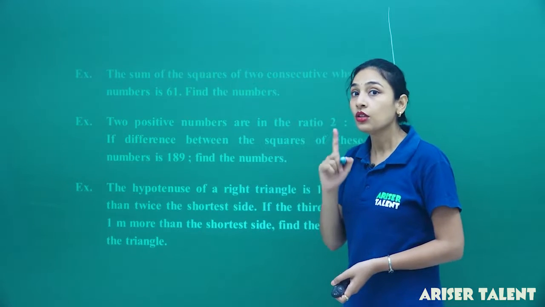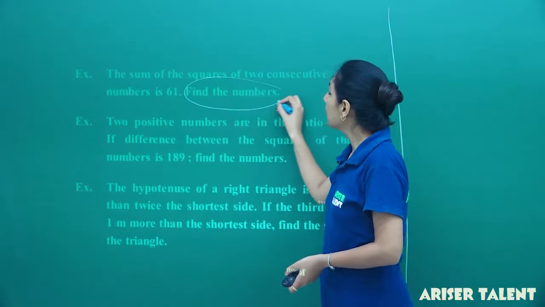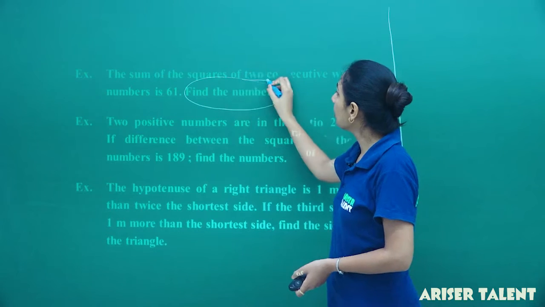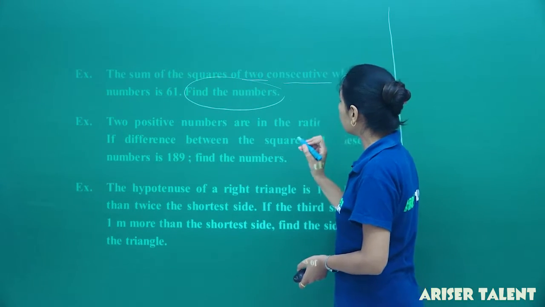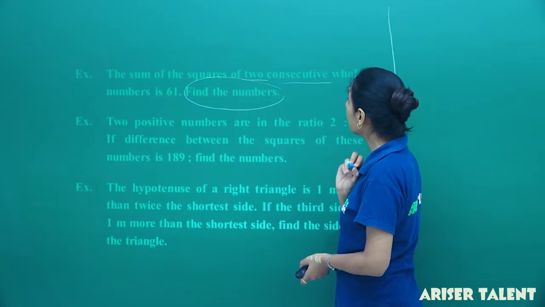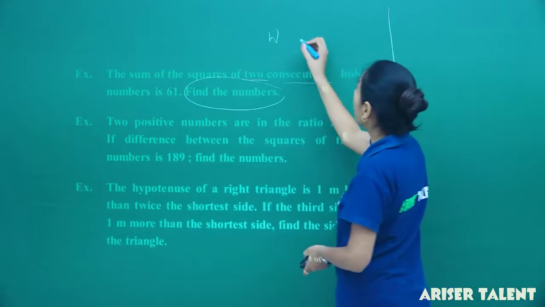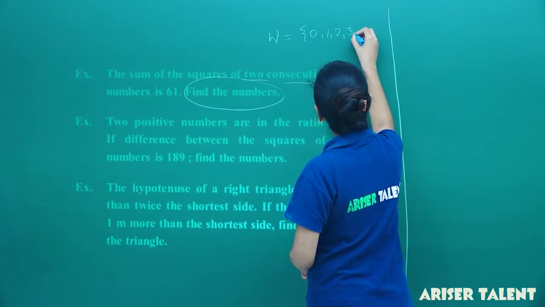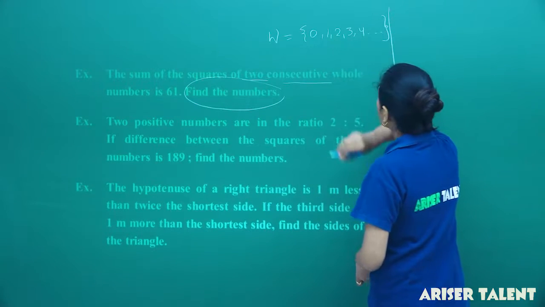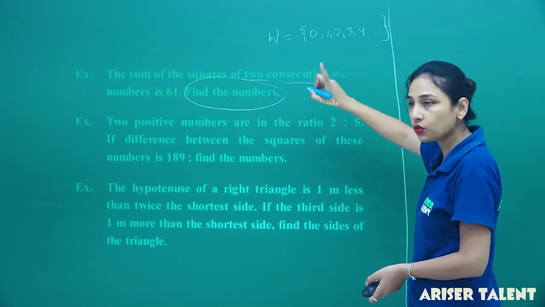Find the numbers. Now, what do we have to find? We have to find the numbers. So, we have to find two numbers which are consecutive. What is consecutive? Consecutive means first it's a whole number. Now, what is the whole number set? The whole number set is nothing but 0, 1, 2, 3, 4 and so on. These are whole numbers. Natural numbers plus 0 is the whole numbers.